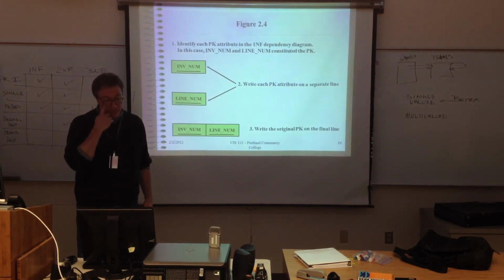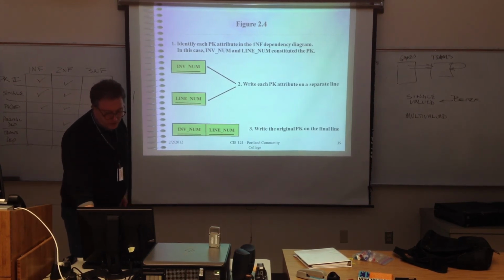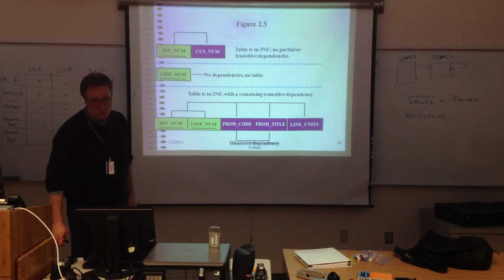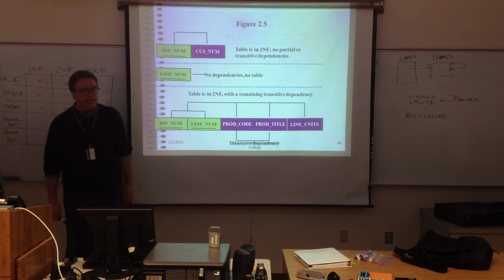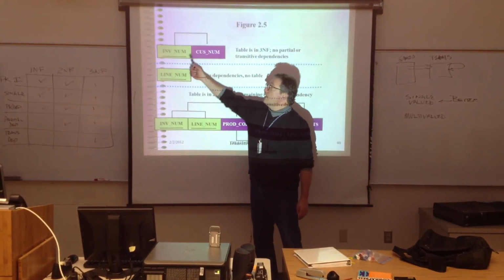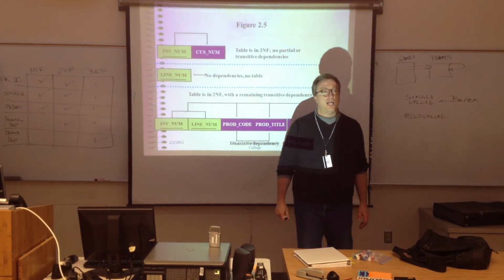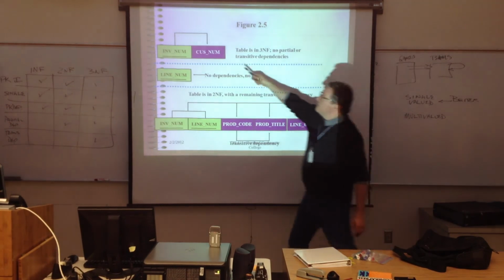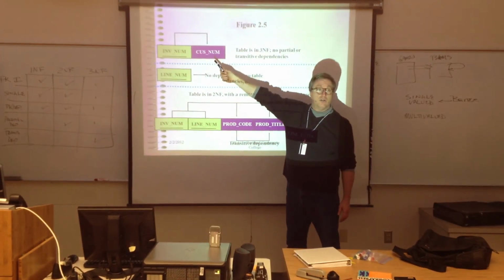So the first thing I'm going to do is work on that composite primary key. I break it up into two pieces. And I realize now I can just take that invoice number and associate it with customer number. That's all I need to know who my customer is. And I've got a sweet little table that's already in third normal form.